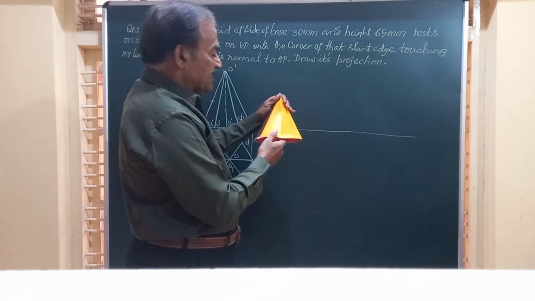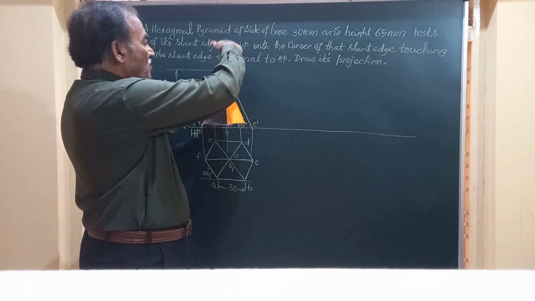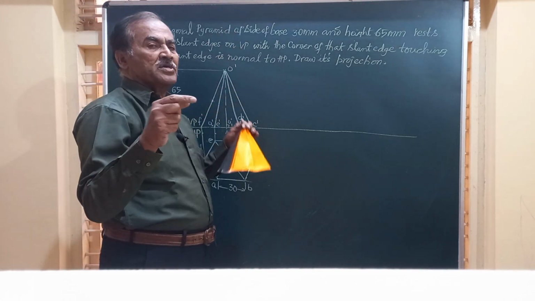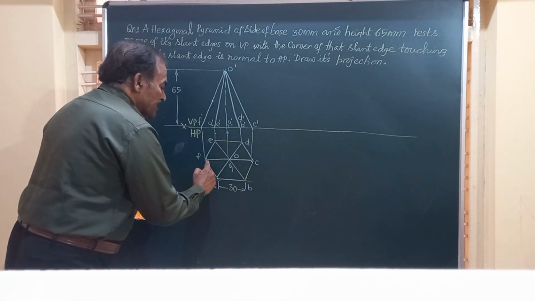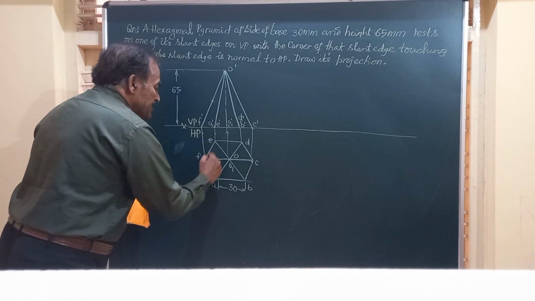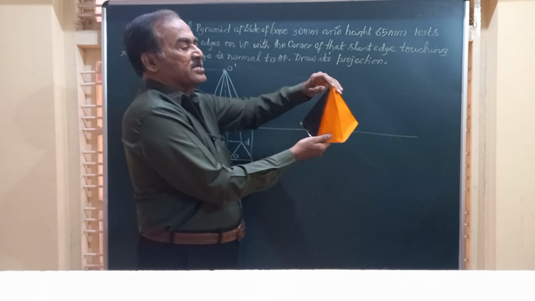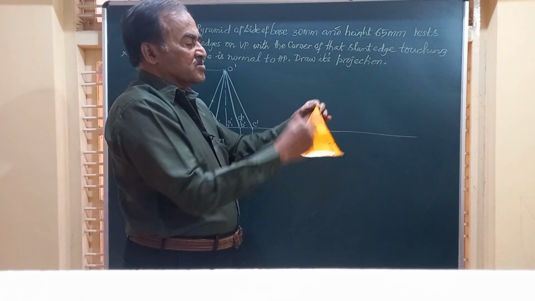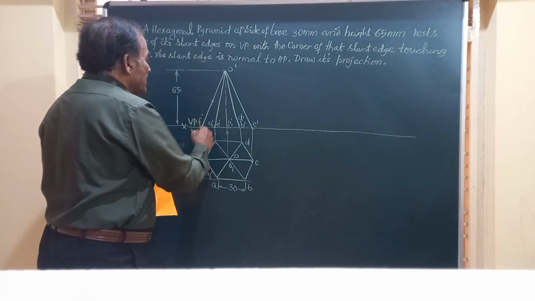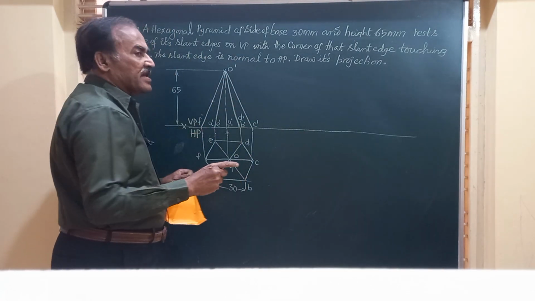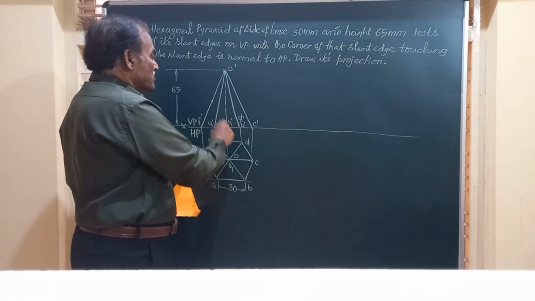So friends, I place the lamina like this on HP and obtain the top view of this, which is going to be a regular hexagon of 30 millimeters side as I have drawn here, and I have named it as A, B, C, D, E, F. And I have joined the center O, the vertex, to all the corners. So the line joining the vertex to the corner is a slant edge. So we got OA, OB, OC, OD like that. We have got six slant edges connecting the vertex of the solid to the base.